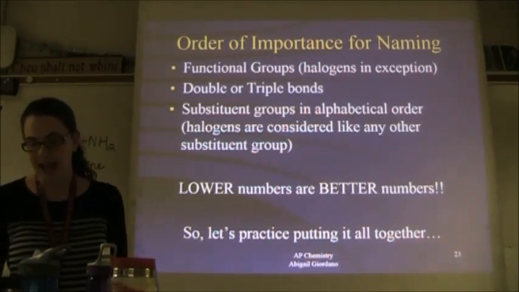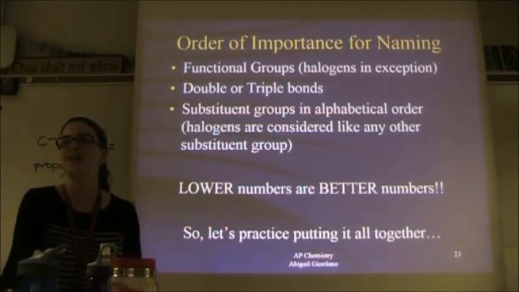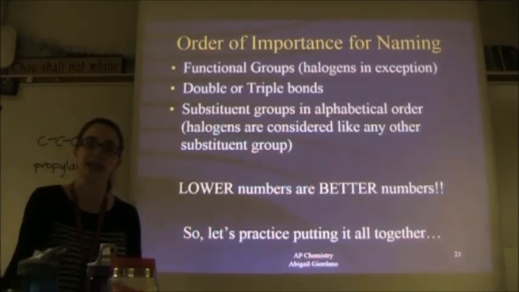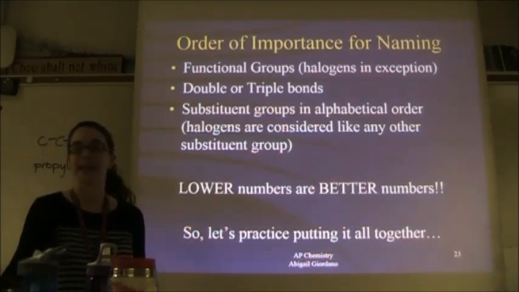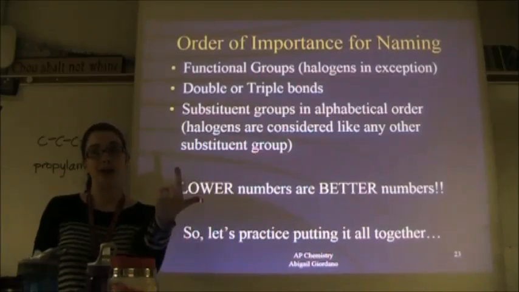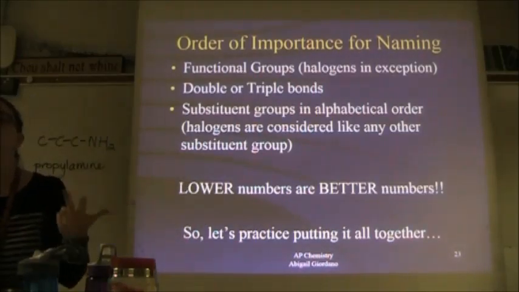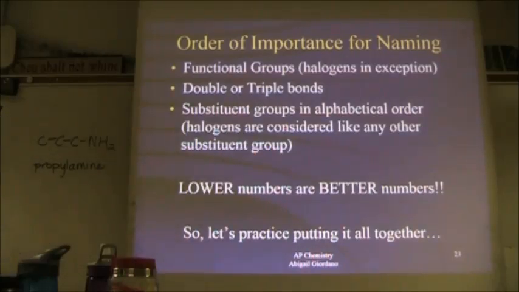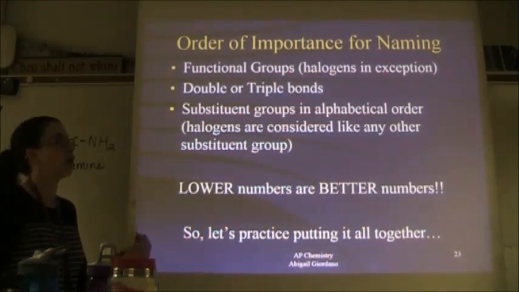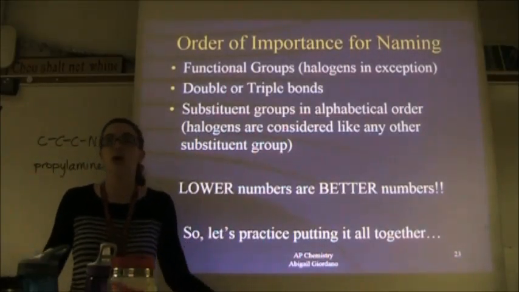So guys, what happens, and I'm going to give this to you in just a moment, what happens if I give you a drawing and I ask you to name it, and this drawing has a functional group, a multiple bond, and various substituents? How do you handle that? The real ultimate question is, how do you know how to number your carbon chain? Like, what's the most important?